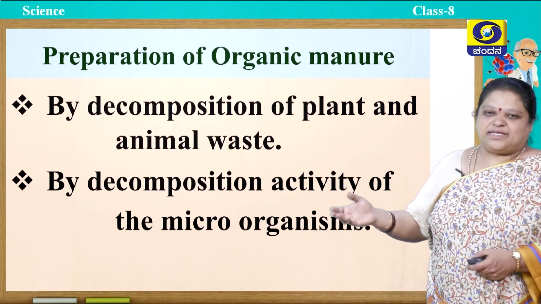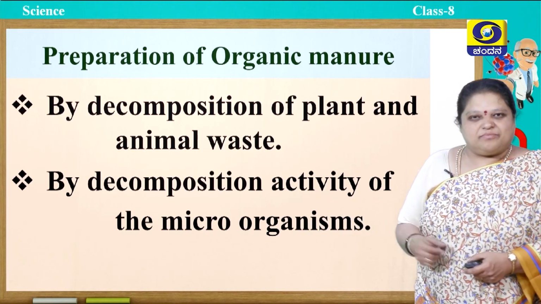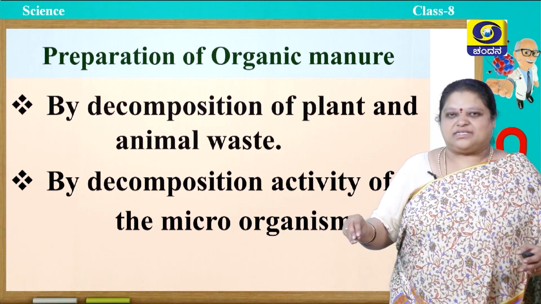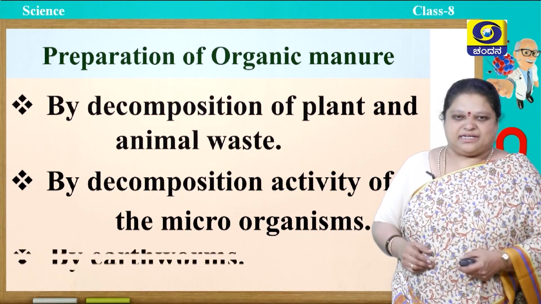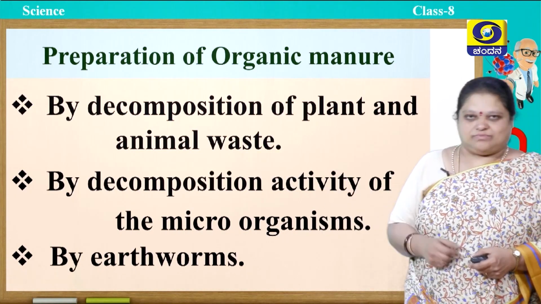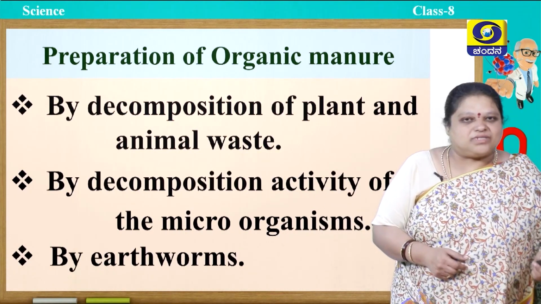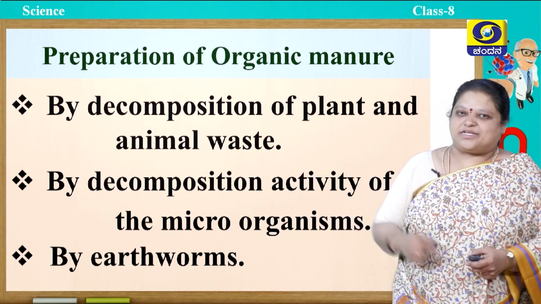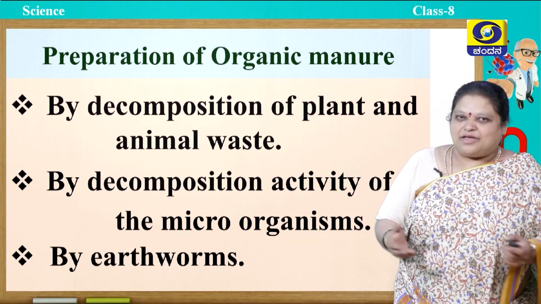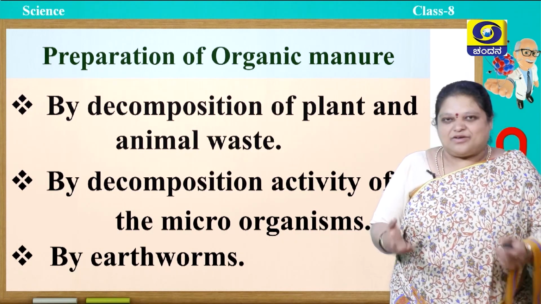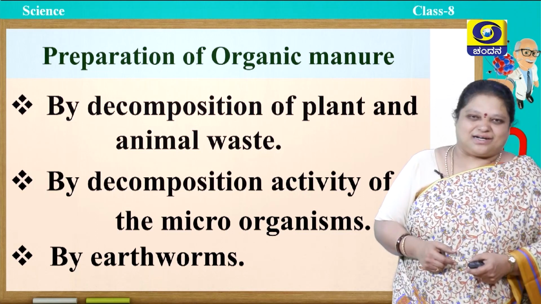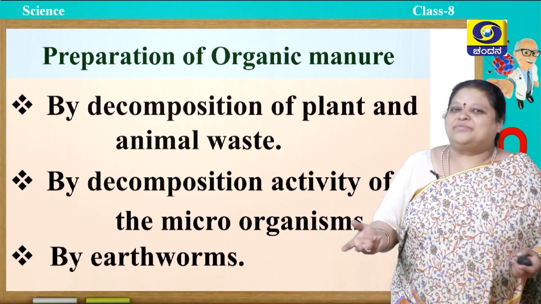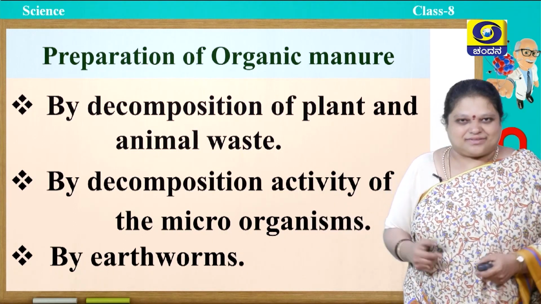Next is by the decomposition activity of microorganisms. The microorganisms will start decomposing the material, that is the waste material. And finally, the earthworms. You know that earthworms are called the friends of farmers, so they will help in the preparation of organic manure. I hope you also will do all this in your school garden or in your kitchen garden, so that you can prepare your own organic manure and the plants will be very happy to get that.